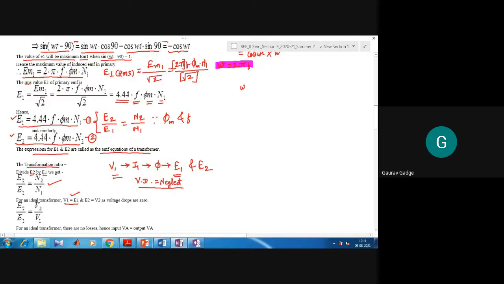Similarly, when E2 is developed on the secondary side of the transformer, the V2 on the secondary load terminals gets developed. And if the load is connected to the secondary side of the transformer, that allows current I2 to pass.